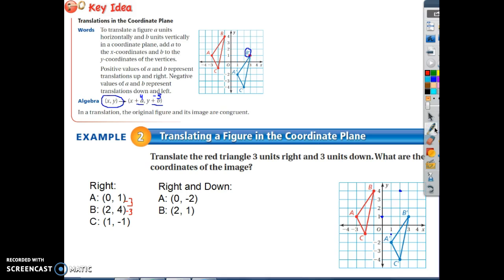Same thing for C. You can either count it on the coordinate plane or simply subtract 3 from the y value and move it 3 units down. Since we're not moving it to the right anymore, my x value is going to stay a 1, but my new y value becomes a negative 4. So after the translation of moving it both right and then down, these are my 3 new ordered pairs.